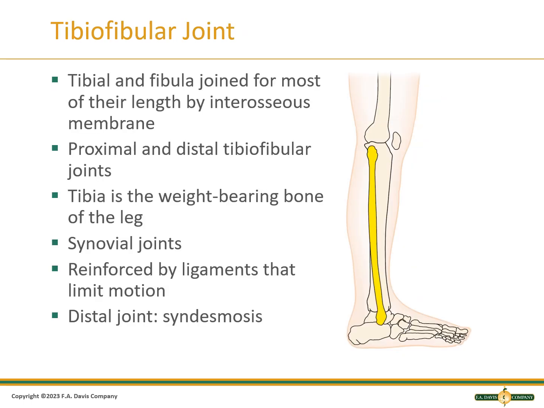So the tibia and fibula are joined for most of their length by the interosseous membrane. The proximal and distal tibiofibular joints are where they make their bony connections. The tibia is the weight-bearing bone of the leg. They make synovial joints that are reinforced by ligaments that limit motion. The distal joint is a syndesmosis joint.